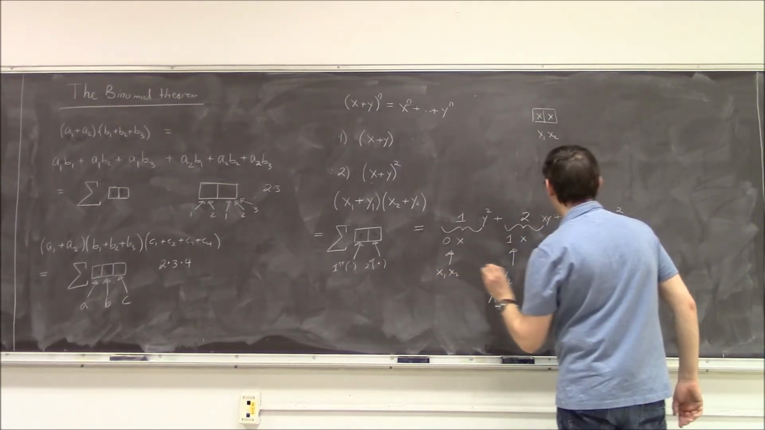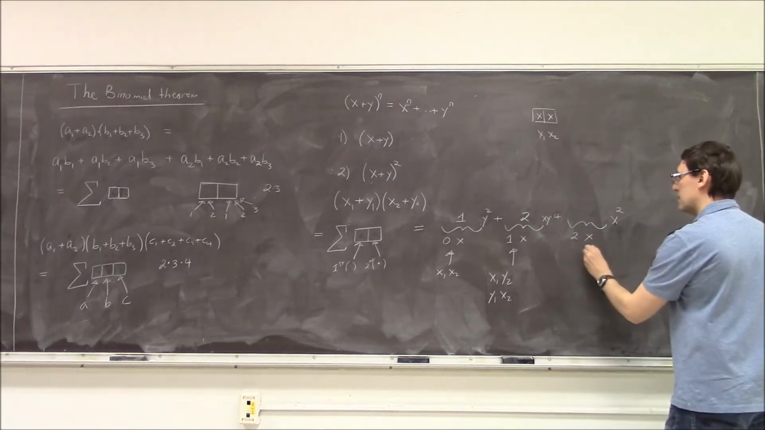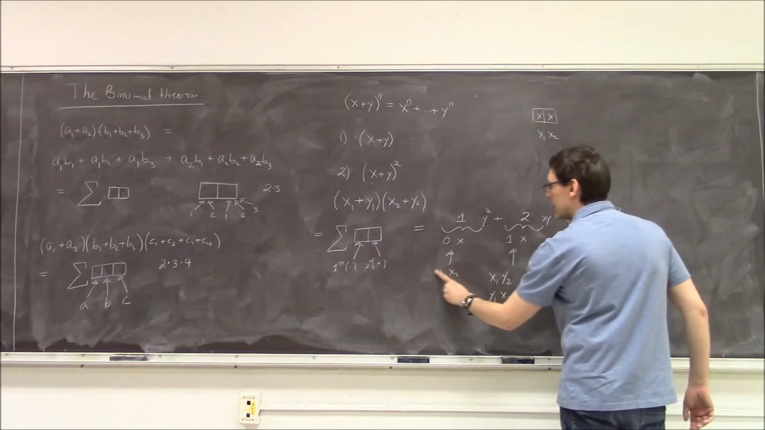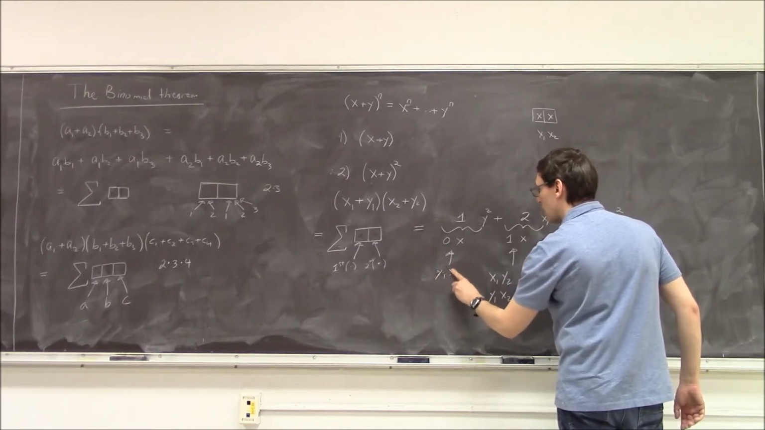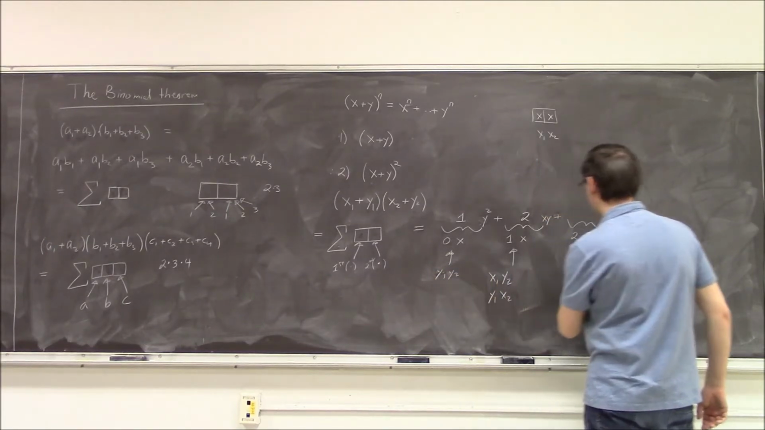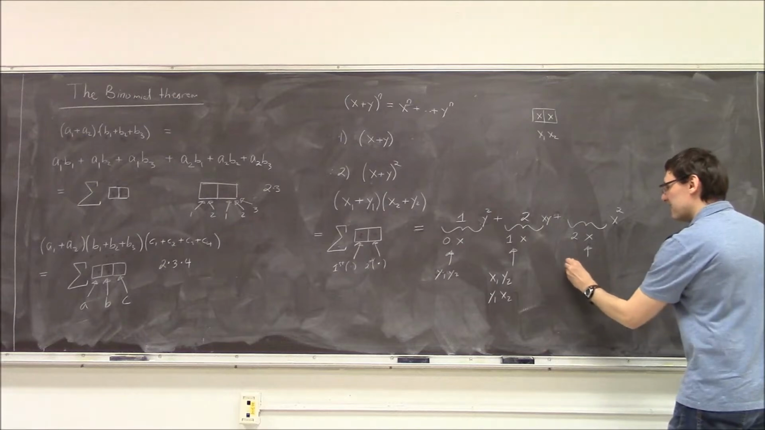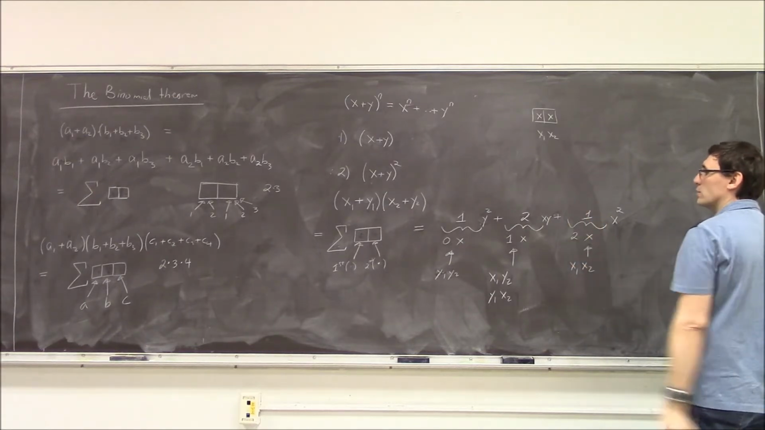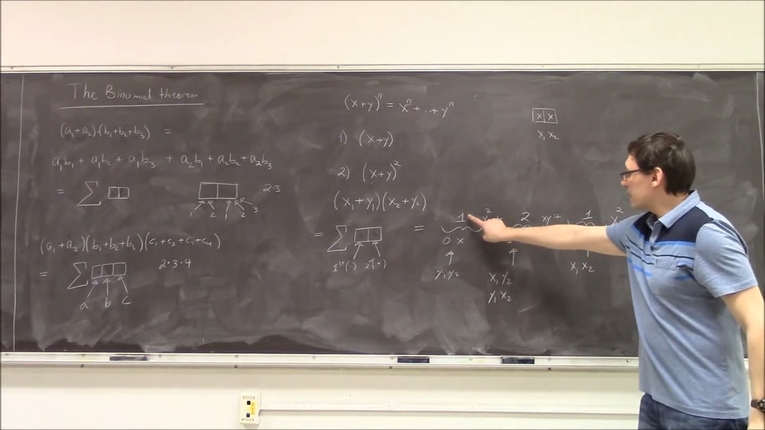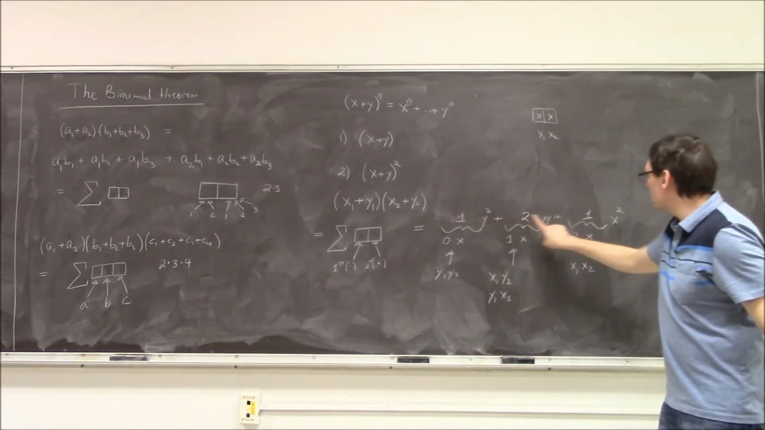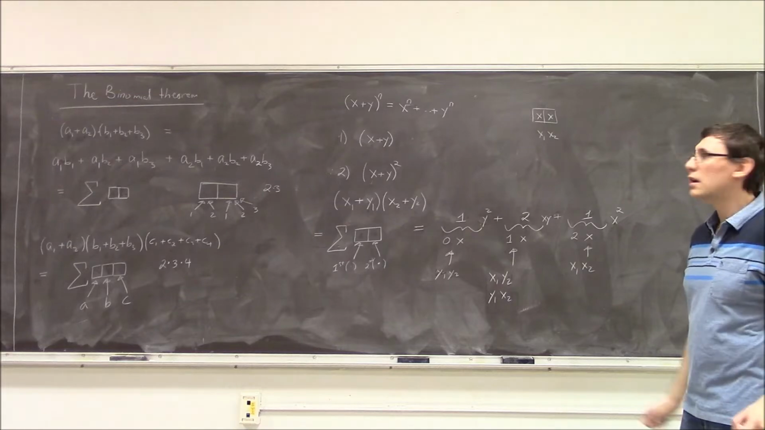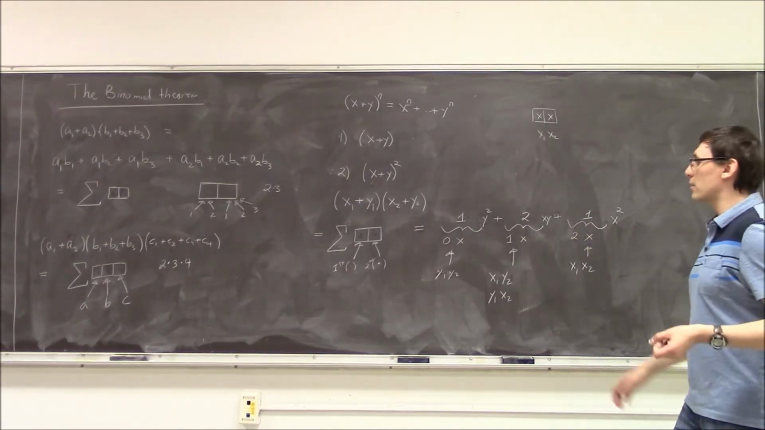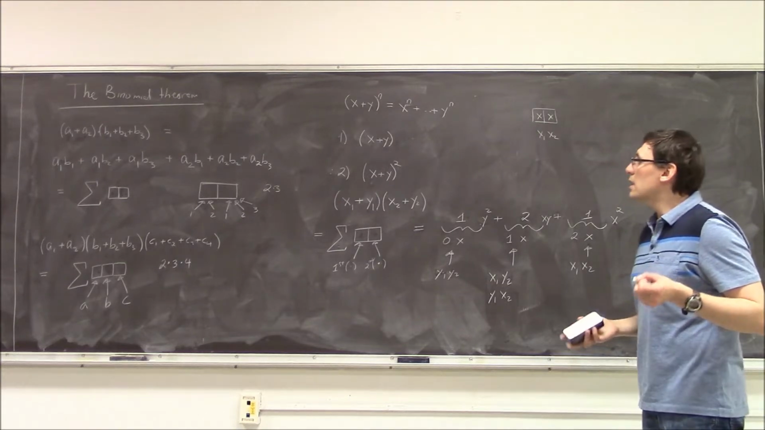And here I have two x's, so I had x1, x2. So I see that I get the coefficient 1, the coefficient 2, and the coefficient 1 again. Okay? What is the nature of those coefficients? How can I figure out what they are in general?